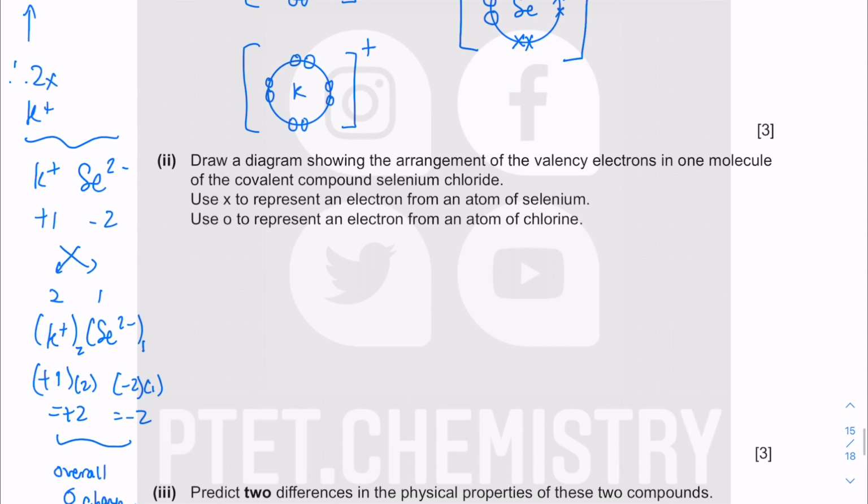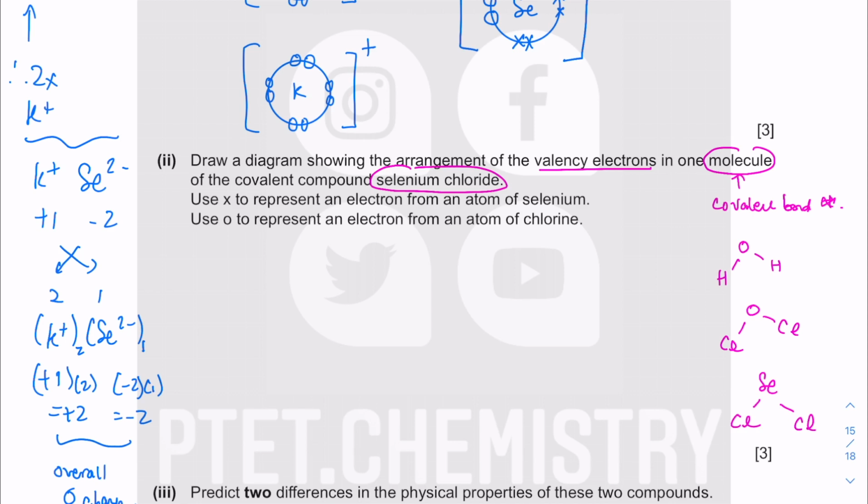The next thing is to do with arrangement of valence electrons again, outer shell electrons, in a molecule. So we are talking about covalent bonding because they talk about a molecule. Selenium chloride. When you have OH2 it is like this, but hydrogen is group 1, they form single covalent bonds. When you have OCl2 it is like that, chlorine is in group 7, they form single covalent bonds. Oxygen still forms 2 covalent bonds. When you have SeCl2, it will look like this.